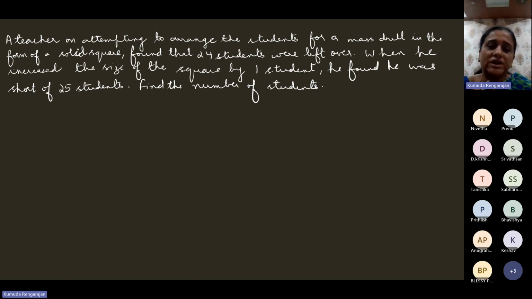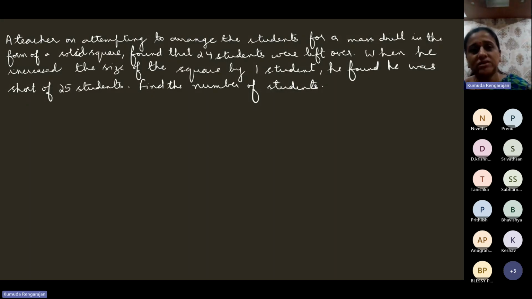But when he tried to increase the size of the square by one student, then he found that he was short of 25 more students. That is, he wanted 25 more students. He could not complete the square. To complete the square, he needed 25 more students.